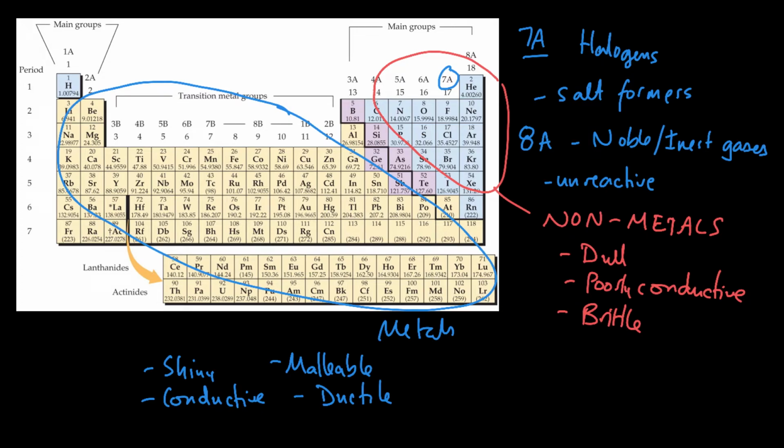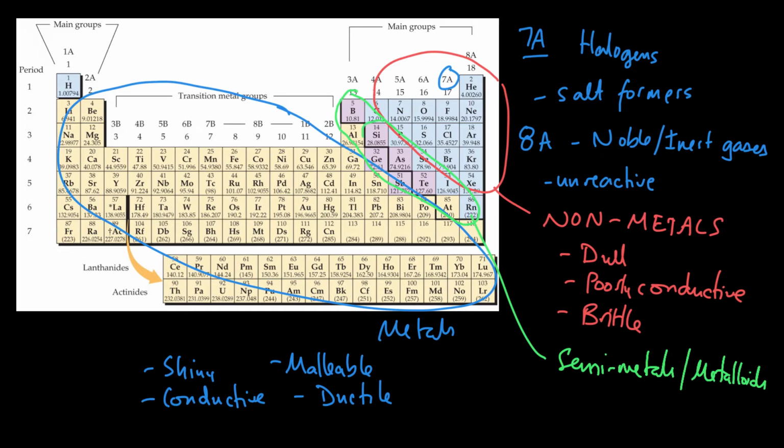and you can't pull it into a wire. And you see elements that are sort of colored in purple here, and these are referred to as semi-metals or metalloids, which always reminds me of hemorrhoids, to be honest. And they're sort of in between.